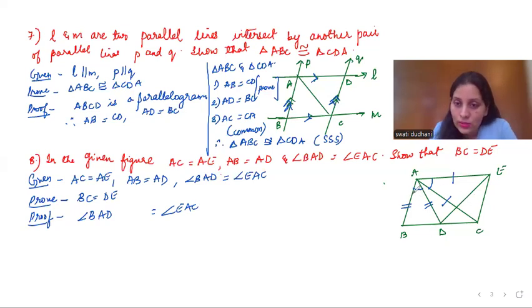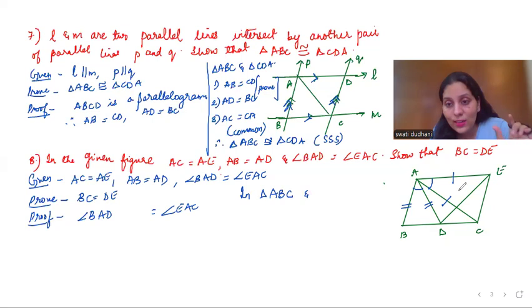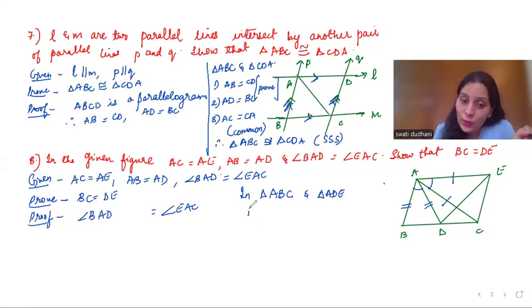Now we need to prove that BC is equal to DE. For that, first we need to consider which triangles to use. I take the BC side, so the triangle that is forming with the BC side is triangle ABC, and the triangle that is forming with the DE side is triangle ADE. So these two triangles we need to consider. So what do we know?